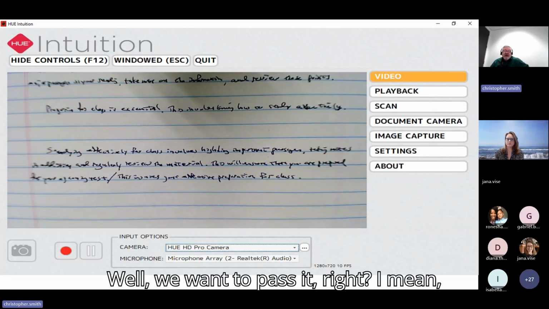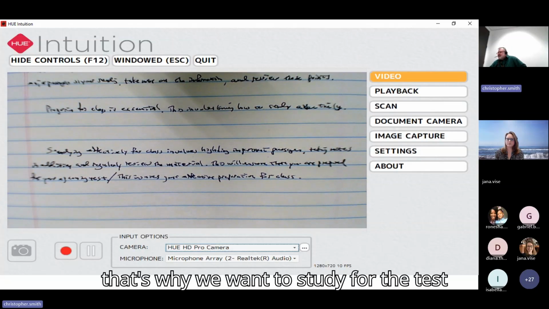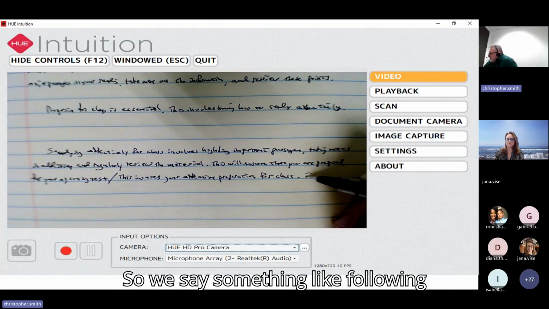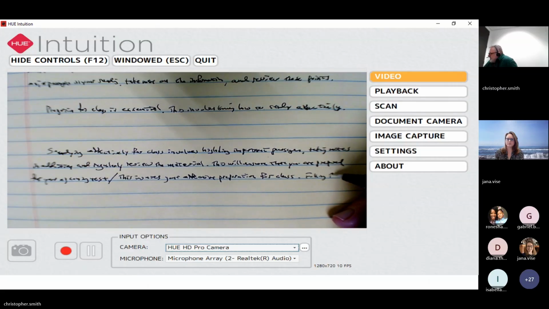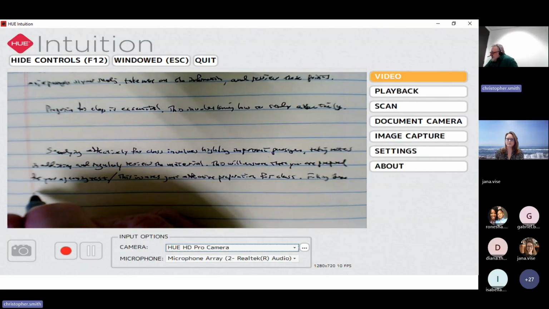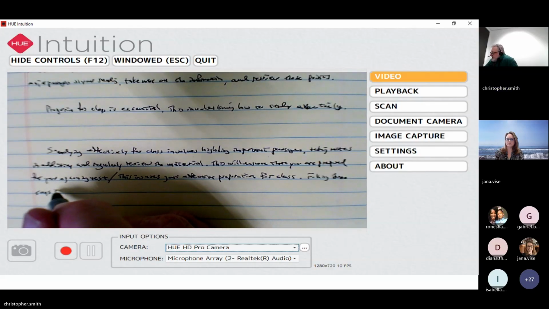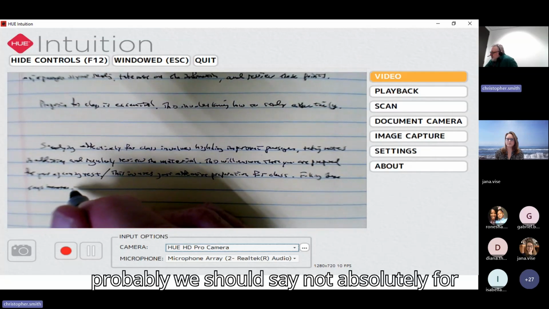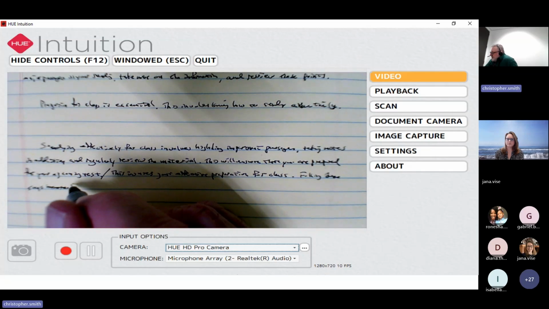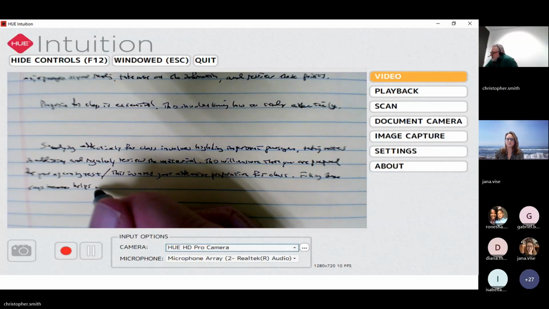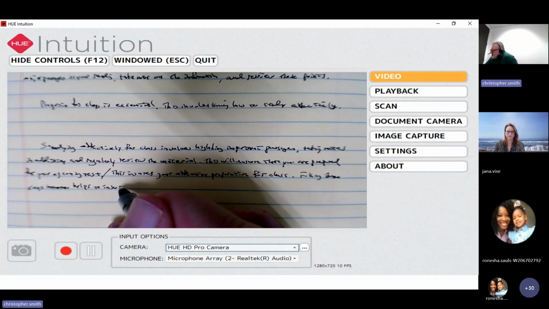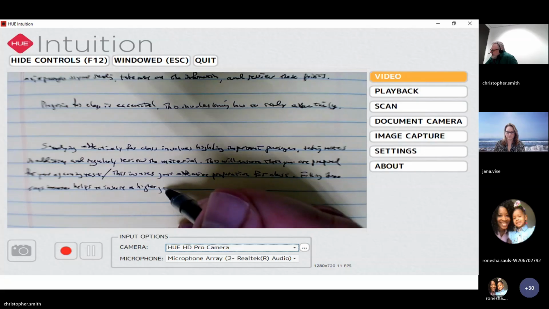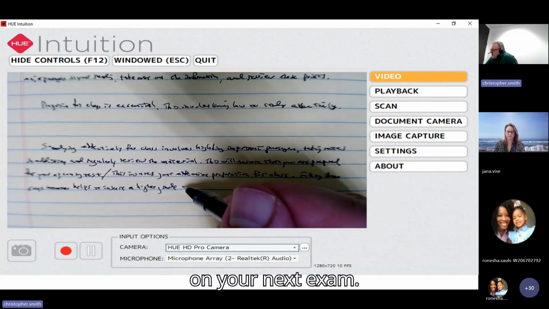Well, we want to pass it, right? I mean, that's why we want to study for the test, so that we do well on the test. So we say something like, following these steps ensures, or probably we should say, not absolutely for certain, but helps to ensure a higher grade on your next exam.